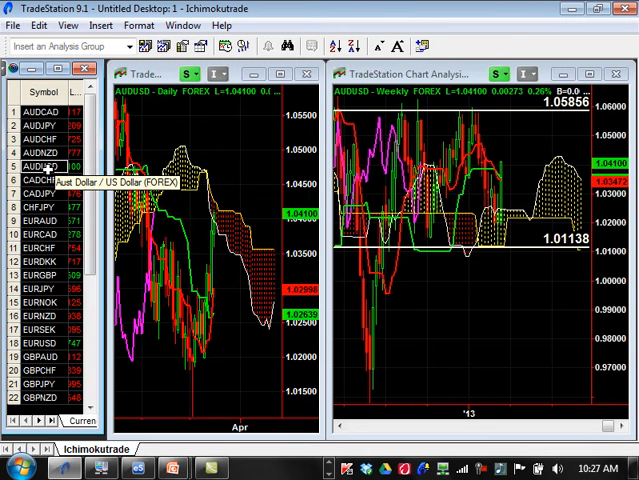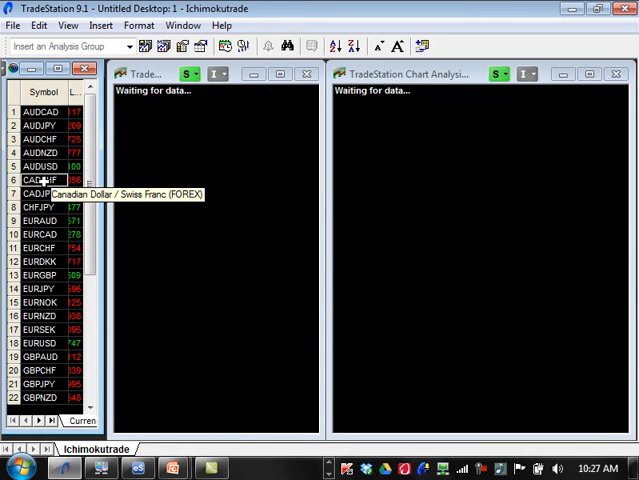Australian USD, nothing really going on here. It's just ranging between 113 and 585. So nothing really to talk about there.